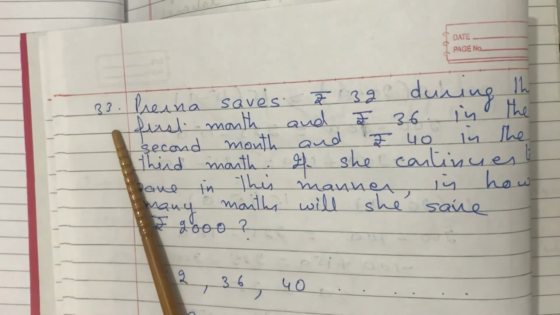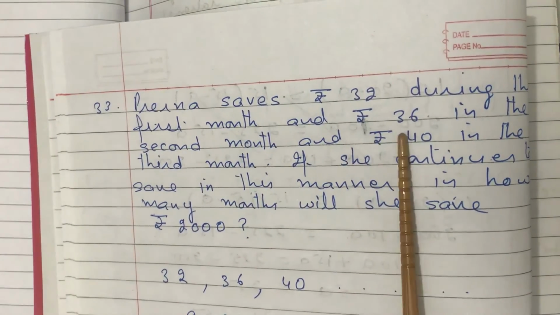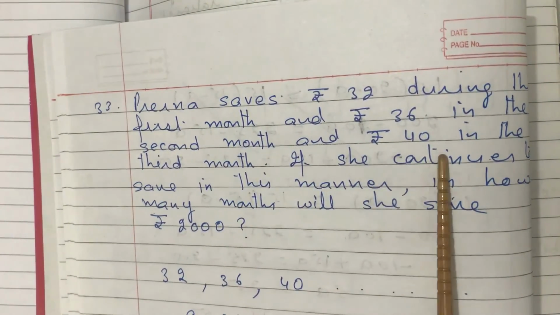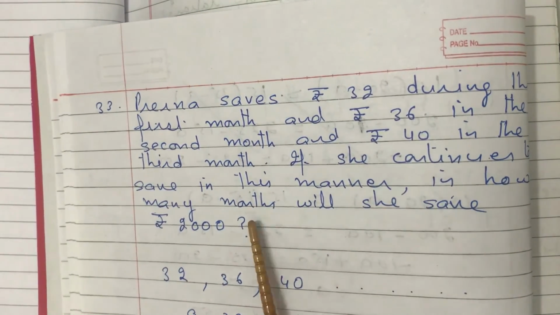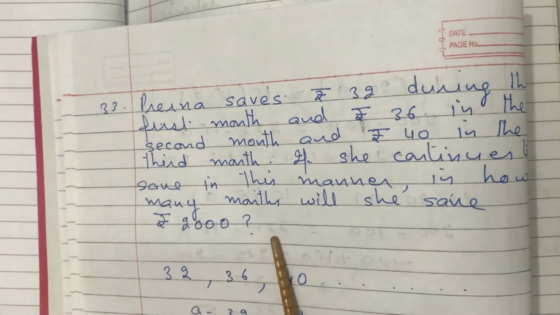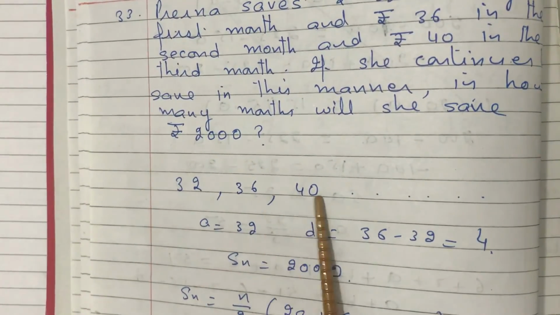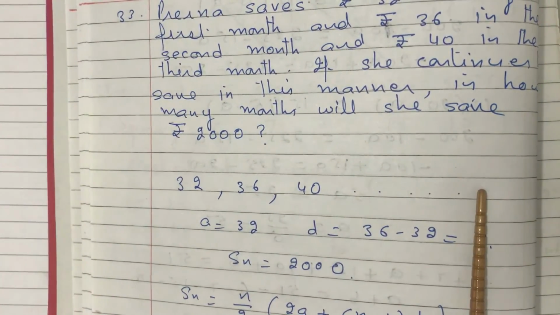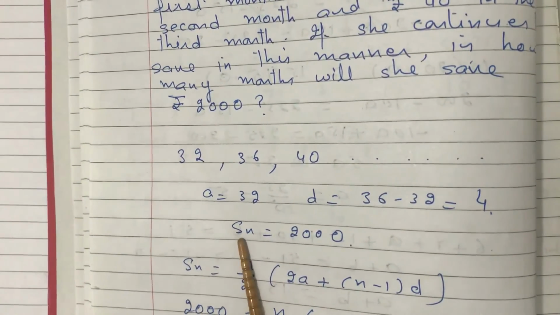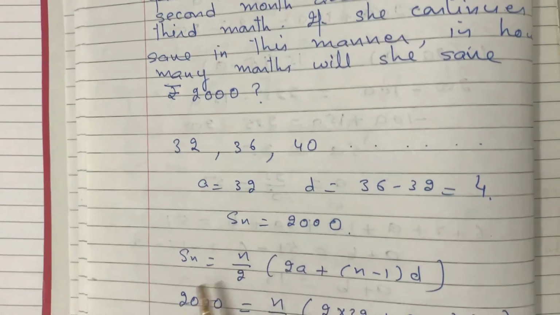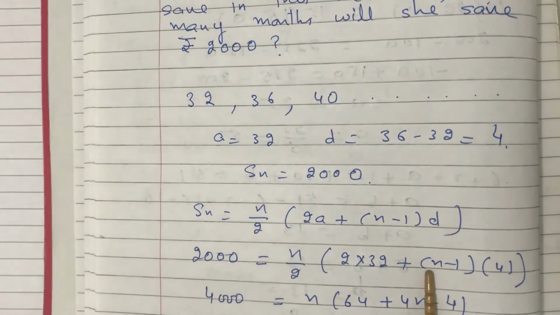Now this is question number 33. Prerna saves rupees 32 during the first month and rupees 36 in the second month and rupees 40 in the third month. If she continues to save in this manner, in how many months will she save rupees 2000? Now this is an AP, 32, 36, 40 onward. Here a is 32, d is equal to 4 and Sn is equal to 2000. Write the formula for Sn and just substitute the values.